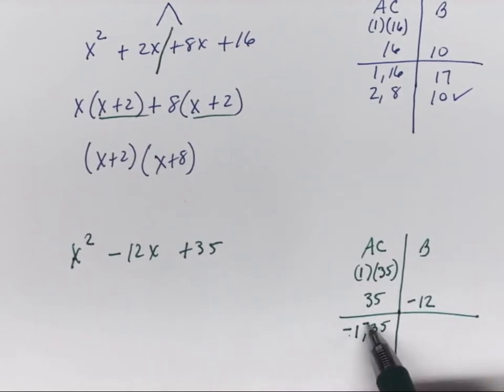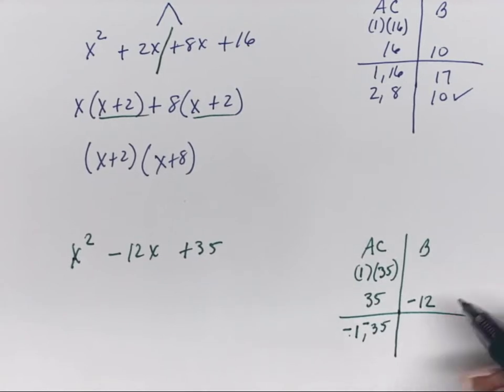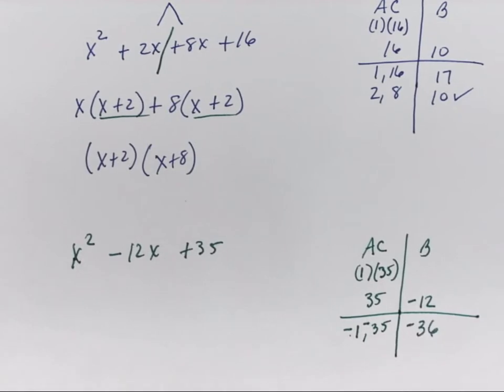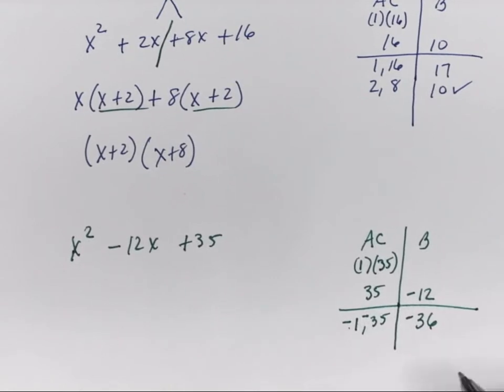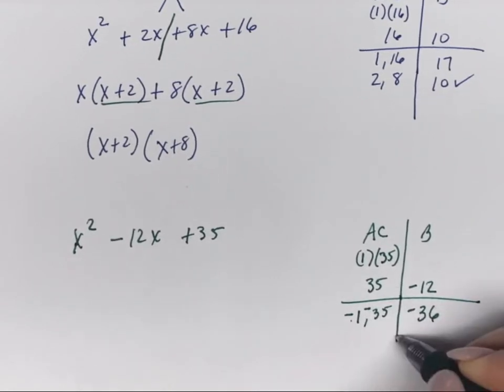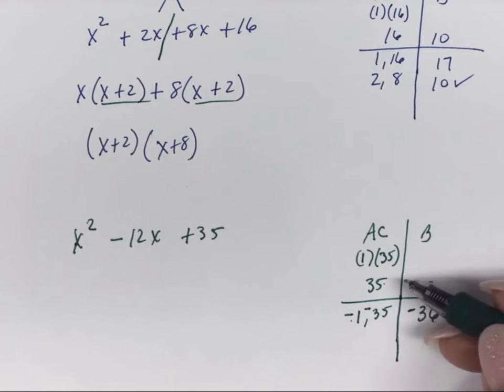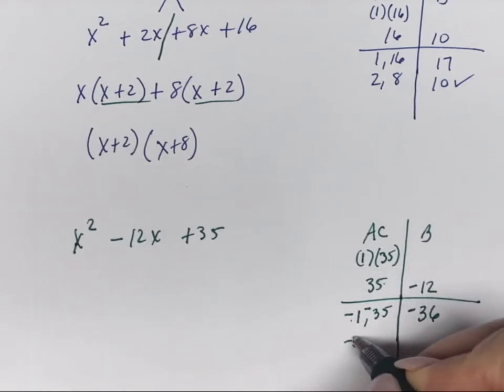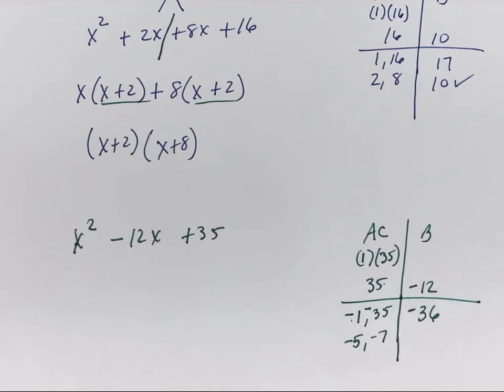Because a negative times a negative will get us a positive, and when I add them, I will get the negative I'm looking for. So when I add them, I get a negative 36. Not the right number, but I've gotten the sign correct, and that's the important part on that first one. 35 does not divide by 2, it doesn't divide by 3, it doesn't divide by 4, it divides by 5. So negative 5 times negative 7 gets me 35, and when I add them, oh, I got my negative 12.